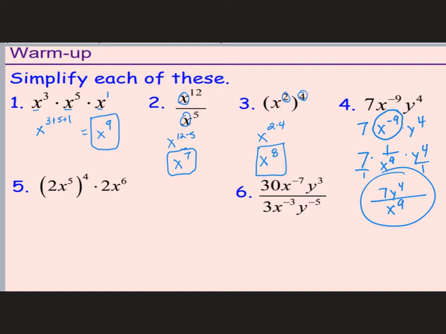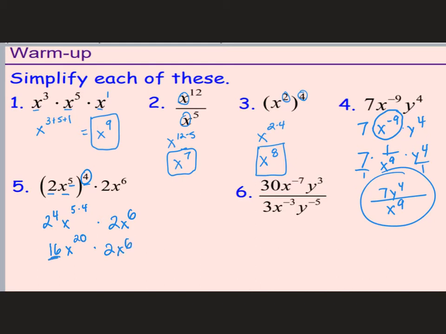All right, looking at number 5, I have 2x to the 5th raised to the 4th. So now I have to take each thing in this parentheses and raise it to the power of 4. So I have 2 to the 4th, and then x to the 5th times 4. Notice that's exponent to exponent again, or power to power, times 2x to the 6th. So 2 to the 4th is 16. 5 times 4 is x to the 20th, times 2x to the 6th.